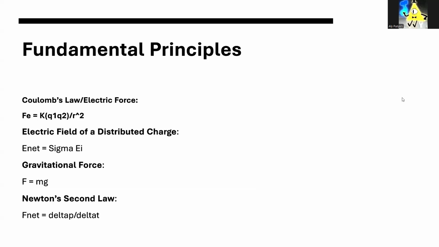Fundamental principles. We have Coulomb's law, or electrical force, which is Fe equals K Q1 times Q2 over R squared. We have the electrical field of the distributed charge, E net equals the sum of Ei. Gravitational force, F equals mass times gravity, and Newton's second law, F net equals delta P over delta T.